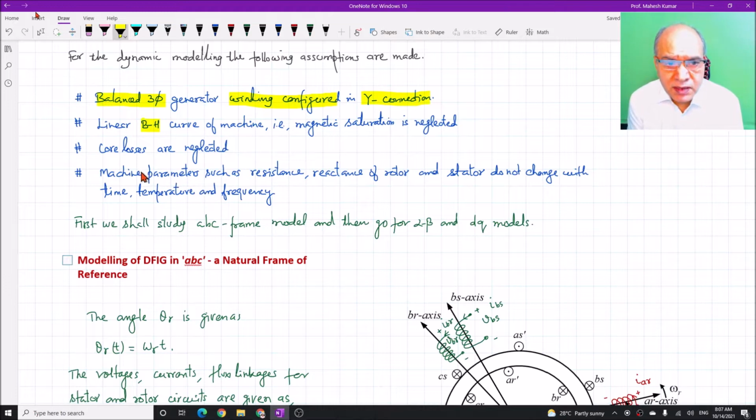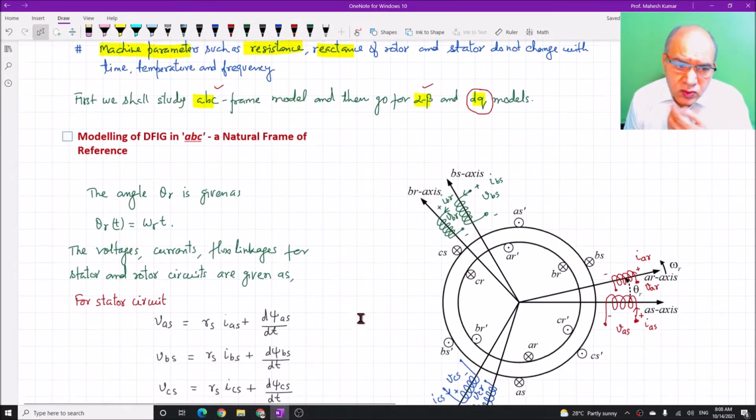And machine parameters such as resistance and reactance of rotor and stator don't change with time, temperature and frequency. For the time being, of course, they do change, but in the analysis we will not consider them as a function of time, temperature and frequency. And then we will try to formulate the model of DFIG in the natural frame, that is the ABC frame, alpha beta, as well as DQ models.